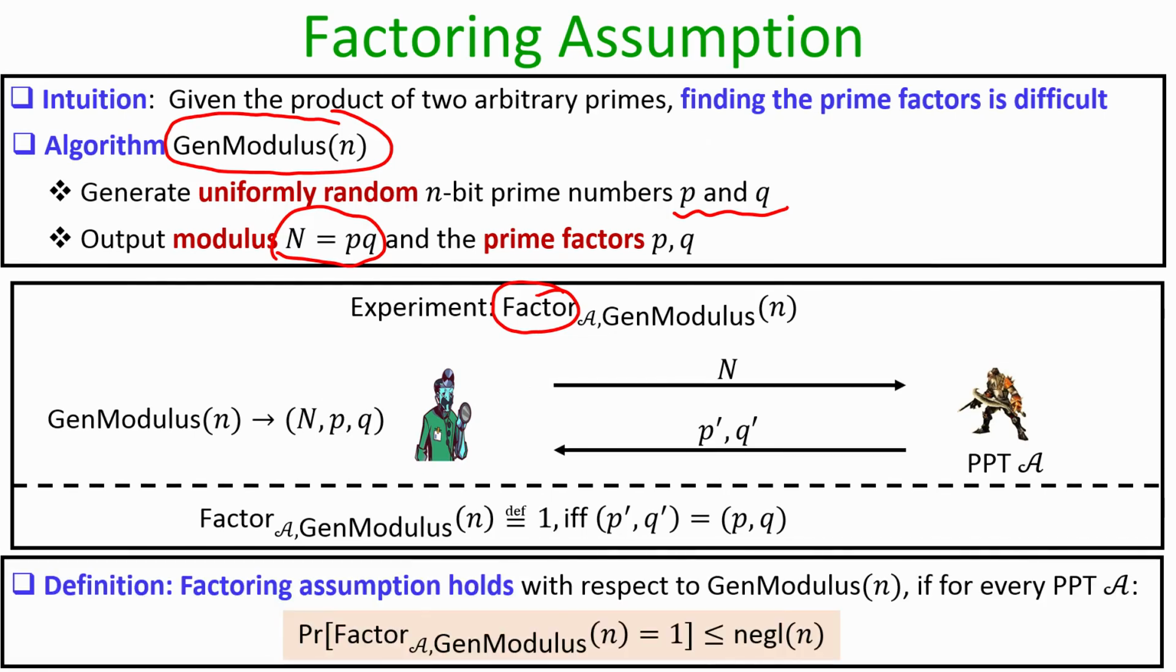And we say that the factoring assumption holds with respect to our algorithm GenModulus if for every polytime adversary, the probability that the adversary could come up with the correct factorization of the modulus n is upper bounded by some negligible function. Notice that there is always a guessing strategy by an adversary. It can guess some p' and q', and with non-zero probability it may indeed be the correct factorization of n. What we want is basically that no polytime adversary should be able to do anything better than that. That is basically the intuition of this experiment.